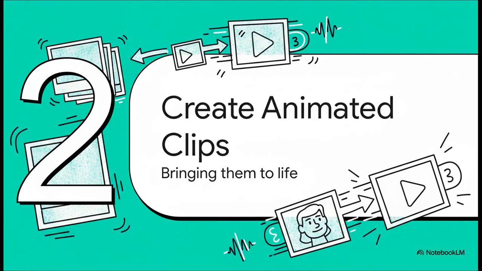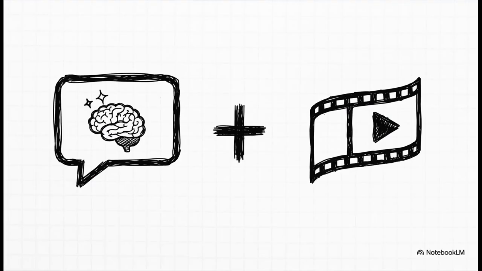All right, now for the really fun part. We've got our collection of still photos. Now it's time to turn them into dynamic, moving clips and bring our character to life. For this next stage, we're going to rely on 2 key tools. First up is ChatGPT. It's going to be our little helper for writing the perfect prompt to drive the animation.